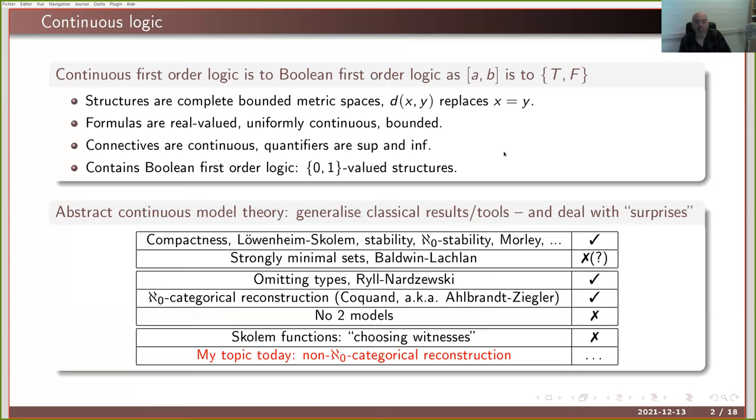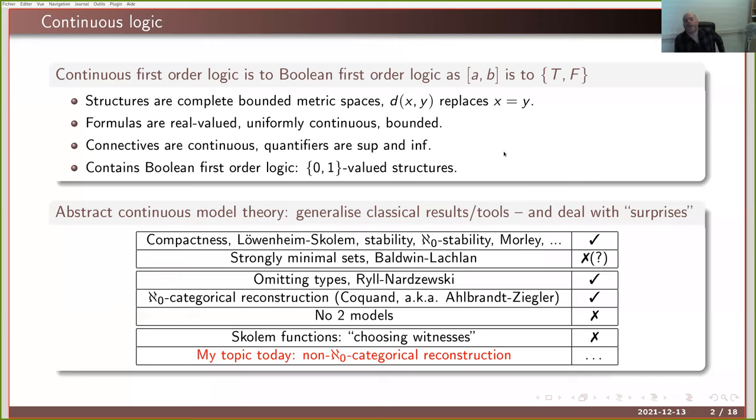And then there are things that just don't work, for example the aleph-one model theorem. It is very easy to give an example of a continuous theory that has exactly two separable models. So something goes wrong there. Okay, there are some surprises.